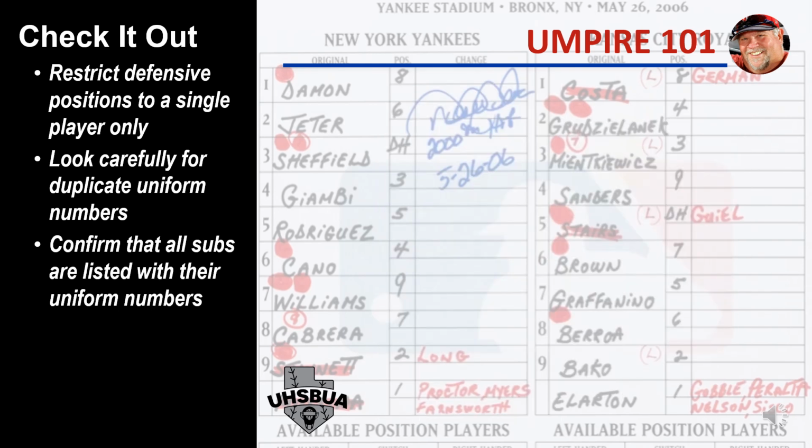Finally, we should confirm with the head coach that all substitutes and their uniform numbers are listed on the lineup card. There is no penalty if a name and uniform number is inadvertently left off the lineup card. It can be added later.